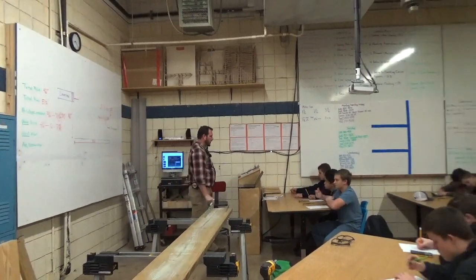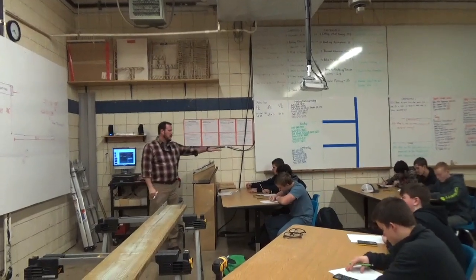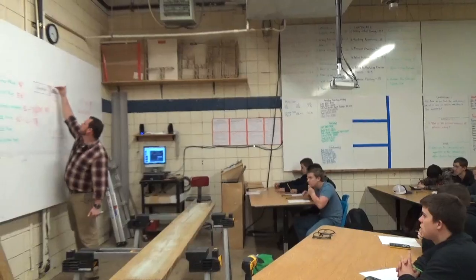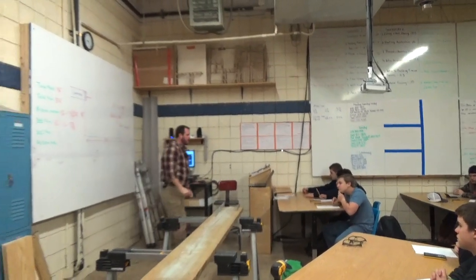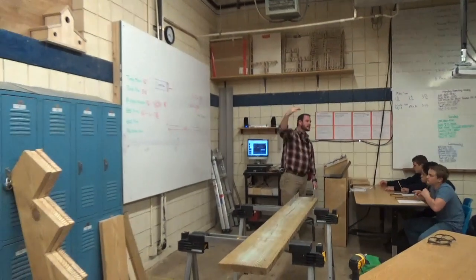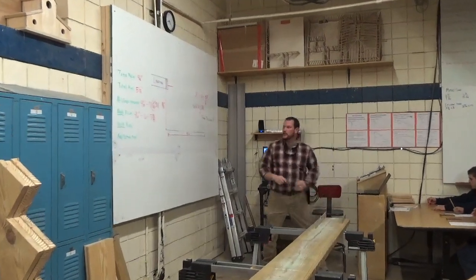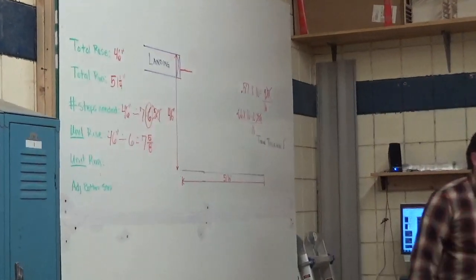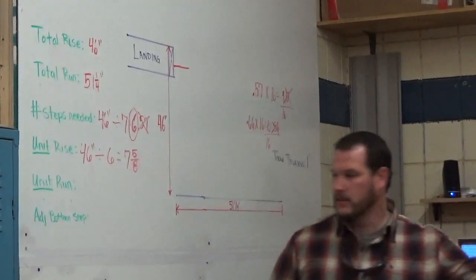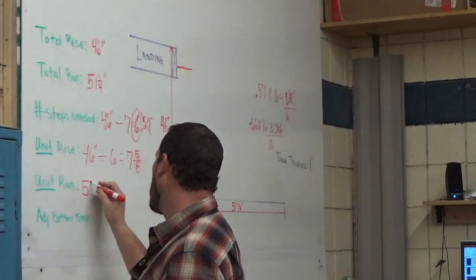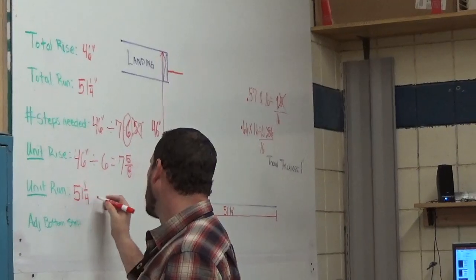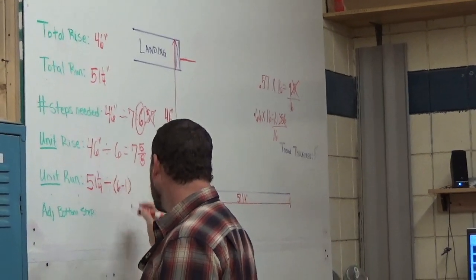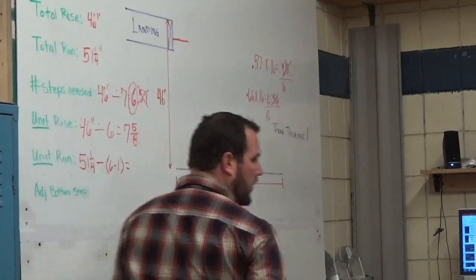How do we find our unit run? Let me ask a question before we get our unit run. Is the landing our last step, or is our step even with the landing? The landing is the last step, so that factors in how we do our unit run. To get our unit run, what do we got to do? 51 and a quarter, divided by 6 minus 1. What is 6 minus 1? 5. 51 and a quarter divided by 5, you get?